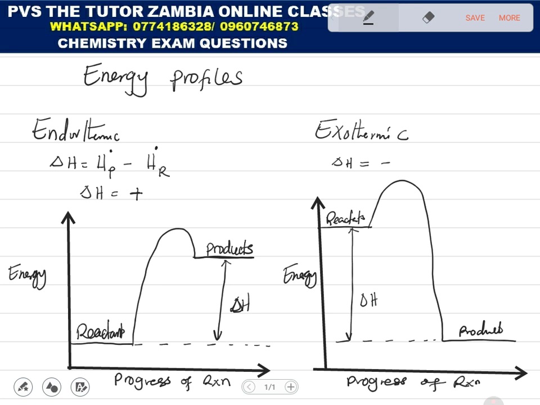Under exothermic, you are going to get a negative, and under endothermic, you are going to get the positive. Because under endothermic, there is what we call bond breaking, but under exothermic, there is what we call bond formation. So these are the energy profiles.